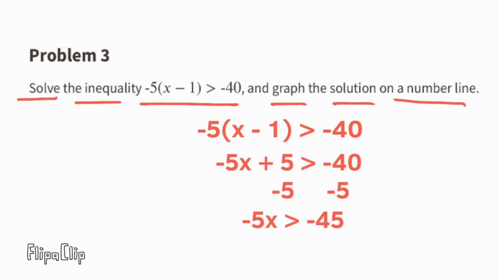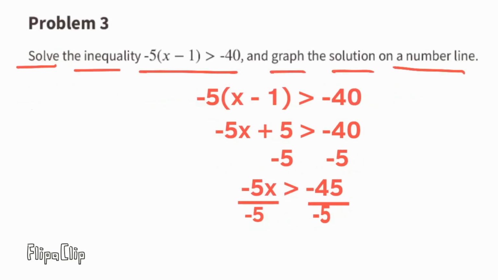Subtract 5 from both sides, and now you have negative 5x is greater than negative 45. Divide both sides by -5, and change the inequality sign. And you're left with x is less than 9.